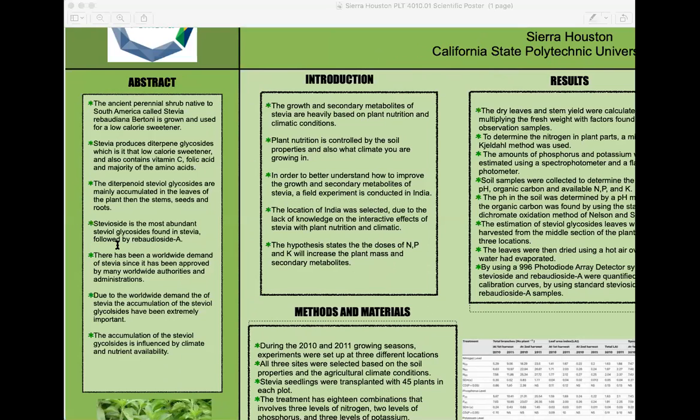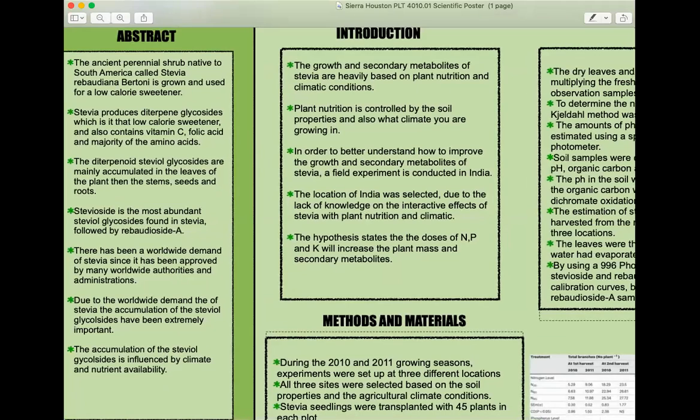It is globally grown for its diterpenoids. The diterpenoids, steviol glycosides, are non-sucrose and have no calories as a sweetener, and this is why it is so popular. In stevia, the glycosides are mainly accumulated within the leaves, followed by the stems, then the seeds, and then the roots. The most abundant glycoside in the stevia leaf is stevioside, followed by rebaudioside.